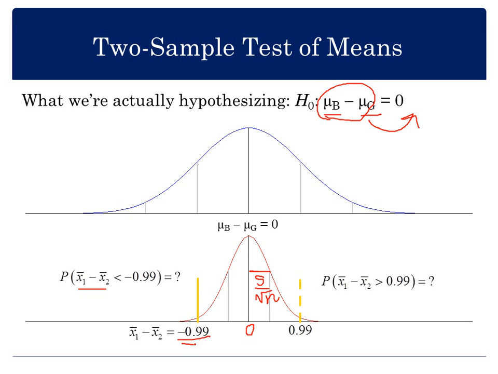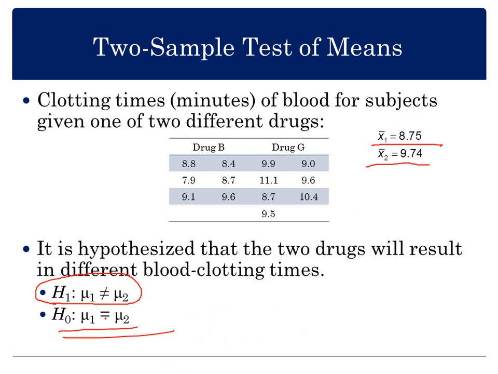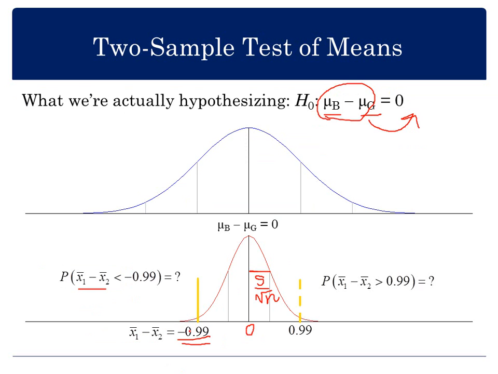This was my evidence. But remember, I'm doing a two-sided test. I decided that before, so technically I need to look at evidence in the tail past negative 0.99 and anything more extreme on the opposite end of the spectrum, which is anything beyond a positive 0.99. So it's the same magnitude of difference, just in a different direction. And it turns out that that's the p-value.